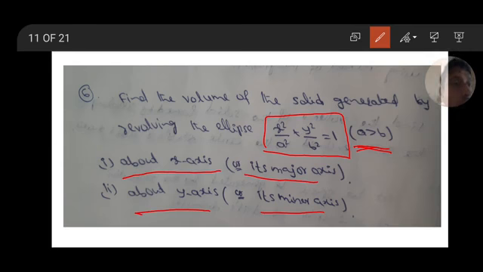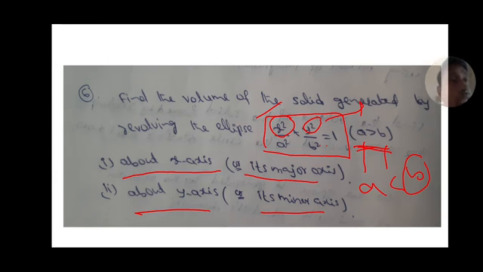A is greater than b, so a, the coefficient under x, is the larger value, therefore the x-axis is the major axis. If suppose a is less than b, then b is the maximum value, then the y-axis is the major axis and the x-axis is the minor axis.